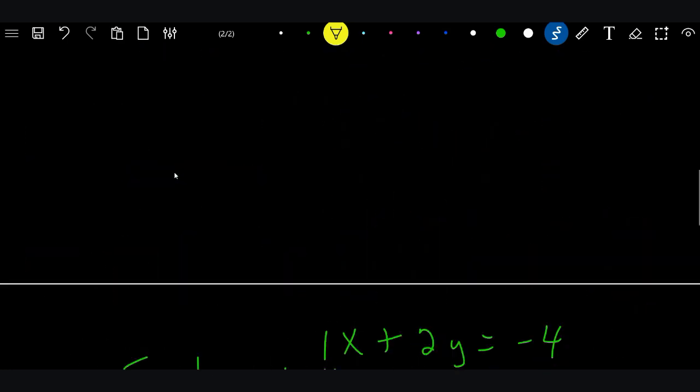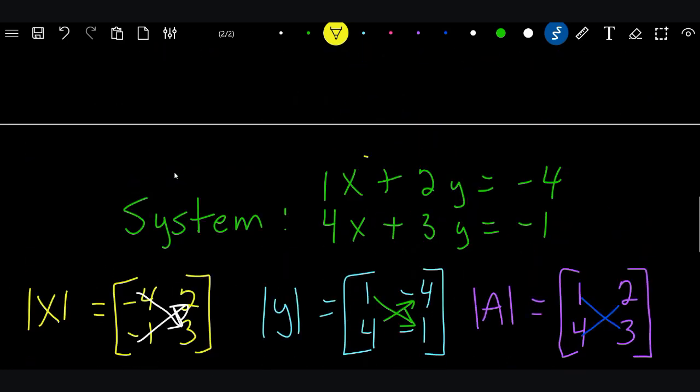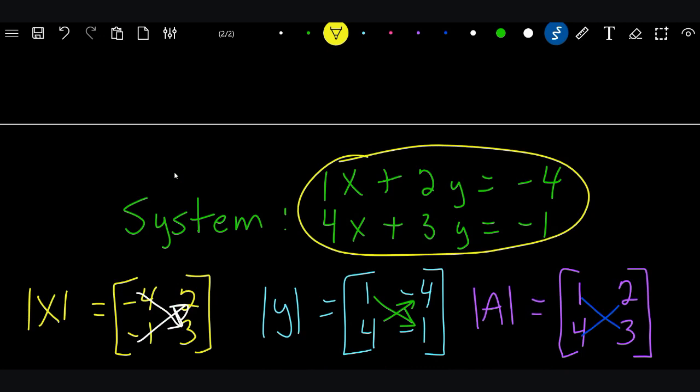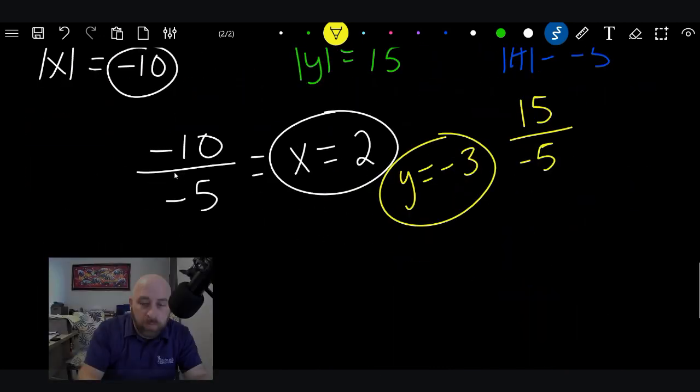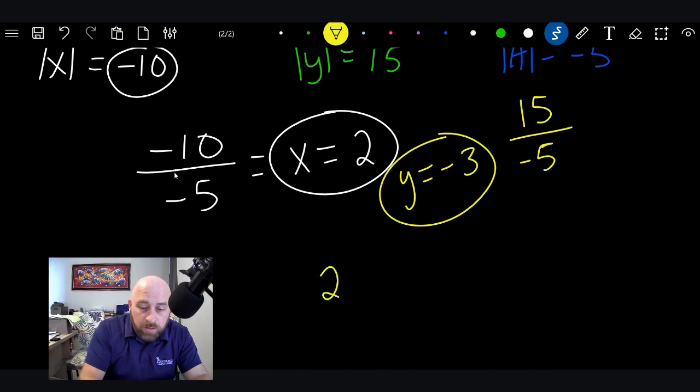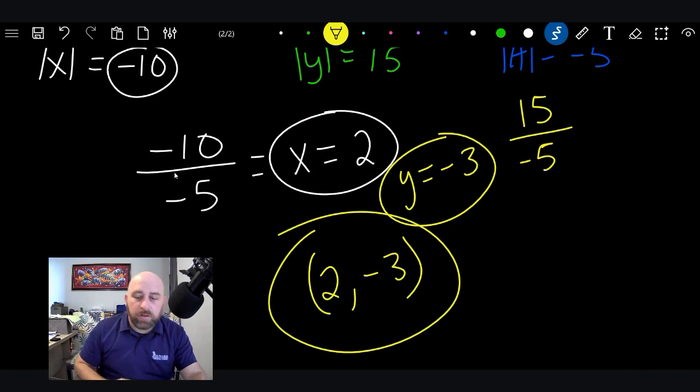Well, remember, what are we solving? Let's go back here. We're solving a system of equations. How did we write answers for systems of equations? In coordinate points. 2, comma, -3. That's your best answer right there. And that's the way to do it.